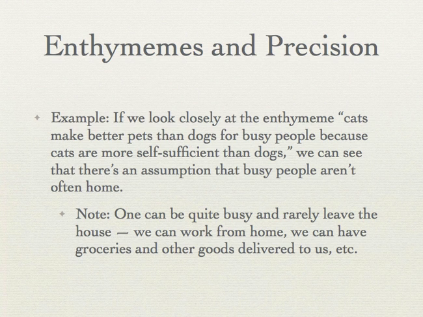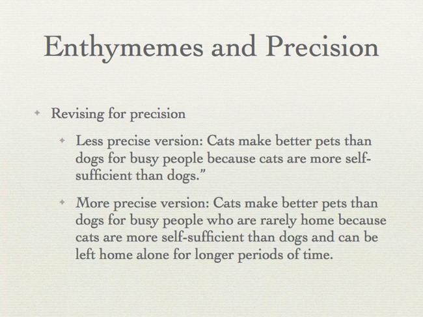And the reason why the enthymeme is a problem is that if you were to look for the unstated assumption, part of the assumption is that busy people are often not at home or often leave home for extended periods of time. And so that's obviously a problem, because someone can say, well, I don't need a cat. I don't need an animal that's self-sufficient. I'm home a lot. I'm home most of the time.